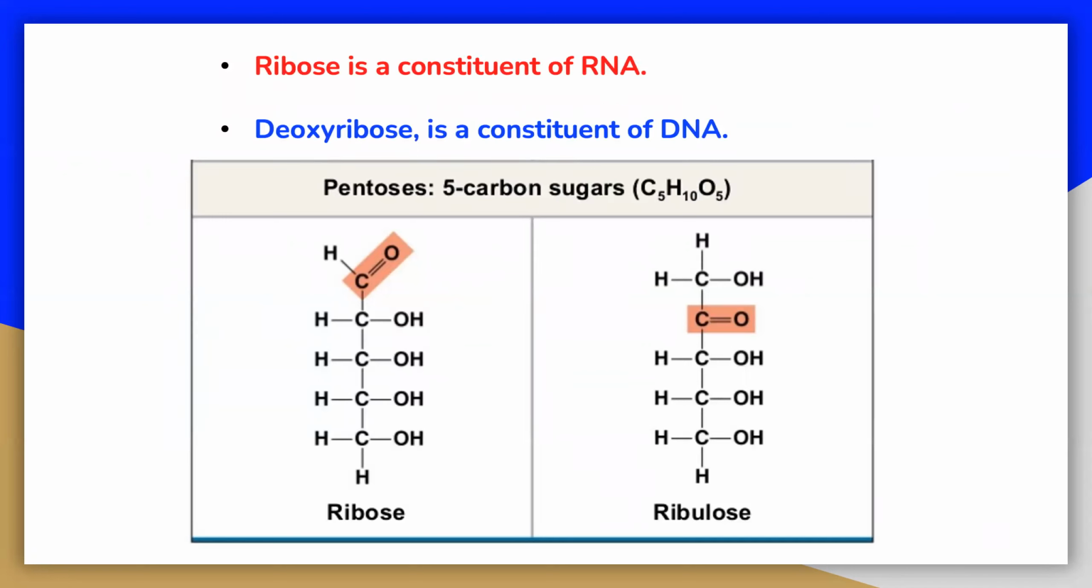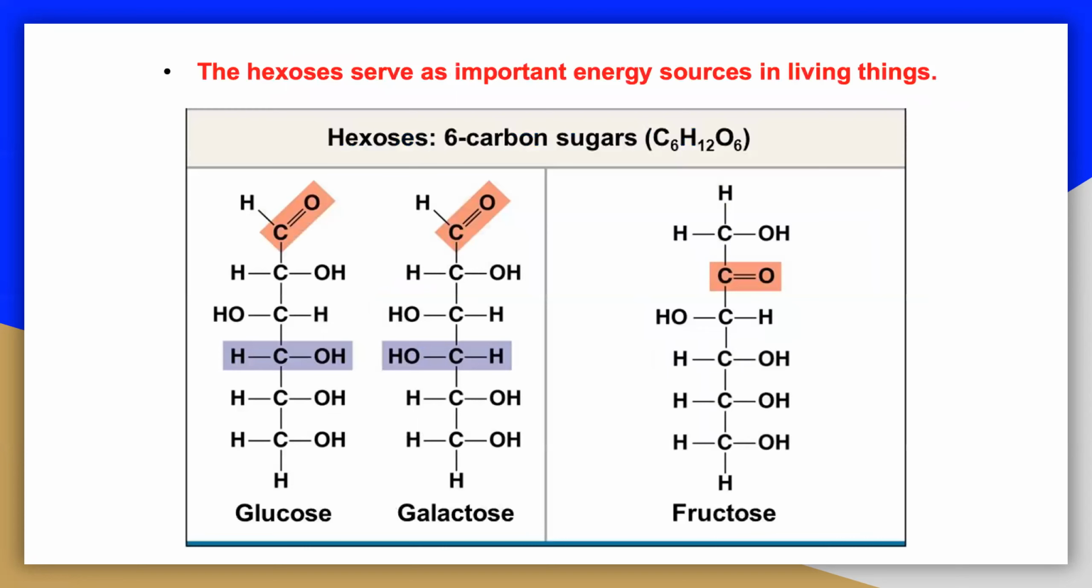A pentose is a monosaccharide with 5 carbon atoms. The chemical formula of pentoses is C5H10O5. Pentoses are very important in biochemistry. Ribose is a sugar that is found in RNA, and the related molecule, deoxyribose, is found in the structure of DNA. A hexose, on the other hand, is a monosaccharide with 6 carbon atoms.